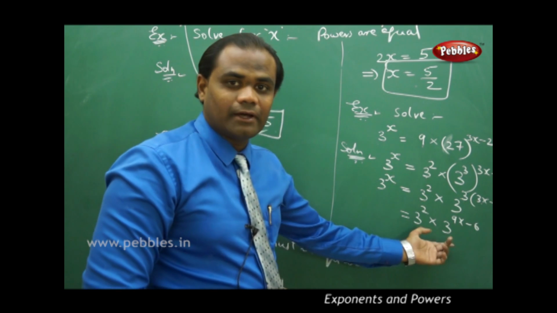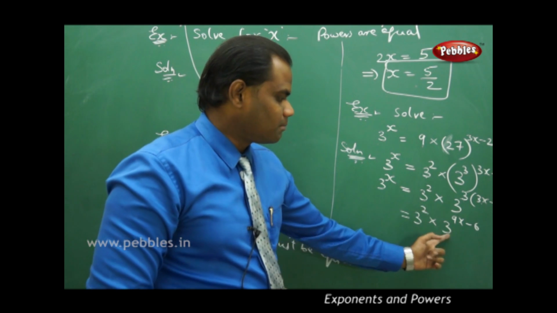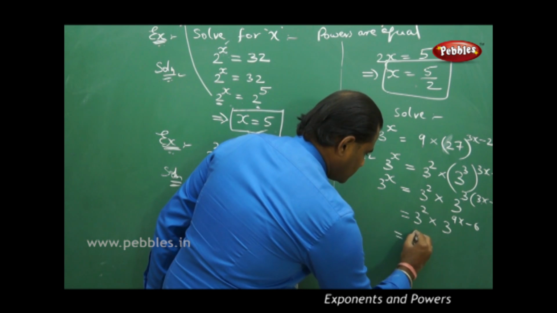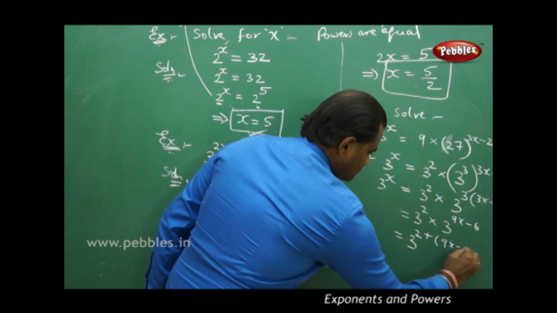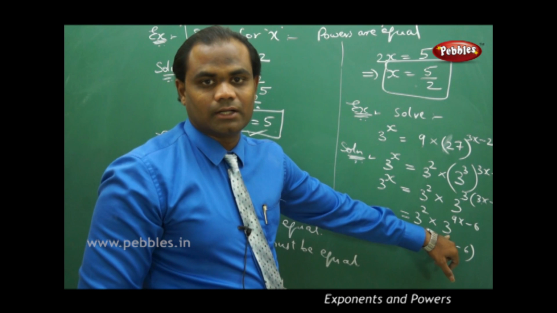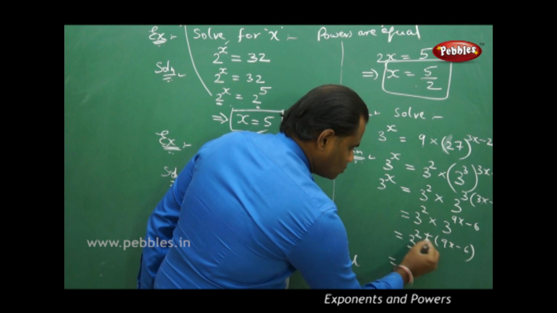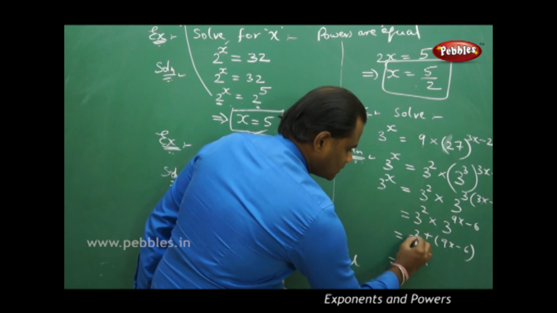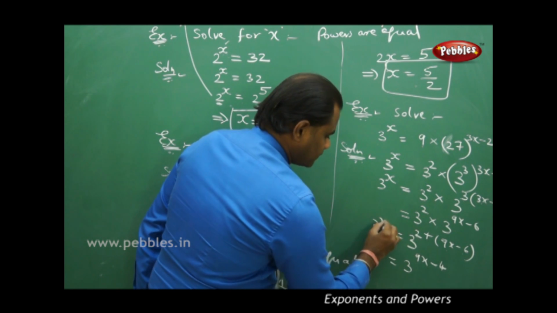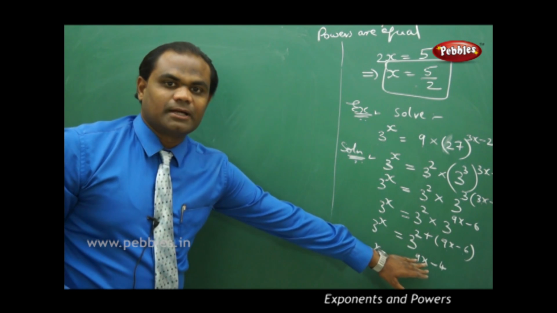Now again I identify another law of index here, the first law of index, which says that a power m into a power n is a power m plus n. So I add the powers when the bases are equal under multiplication. So in this case I get it as 3 power 2 plus 9x minus 6, which would be 9x plus 2 minus 6 is minus 4. On the left side being 3 power x. Now 3 power x is equal to 3 power 9x minus 4.